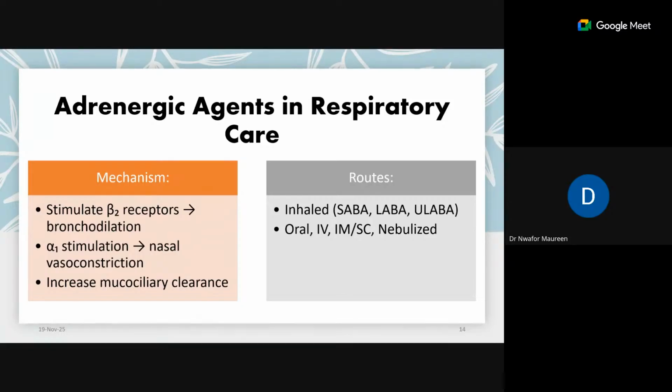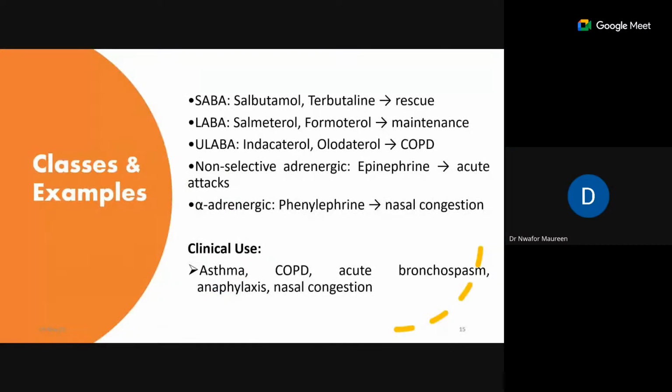Alpha-1 stimulation will cause nasal vasoconstriction and increase mucociliary clearance. The routes we can give, as we said, are inhaled routes. That's basically what we're talking about today. The classes are short-acting beta-2 agonists, long-acting beta-2 agonists, and ultra-long-acting beta-2 agonists. They can be given orally, IV, and so on, but we are restricting our discussion to just the inhaled and also nebulization if possible.